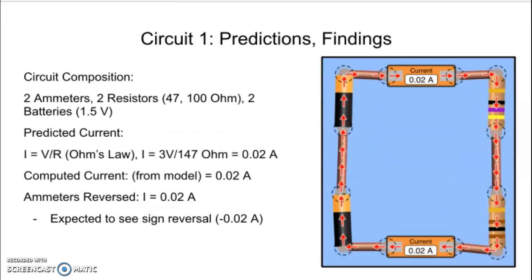So circuit 1, you've got just 2 resistors and 2 batteries. The predicted current matched the computed current. However, again, it's important to note that we didn't see that sign reversal within the ammeter when the current was reversed.